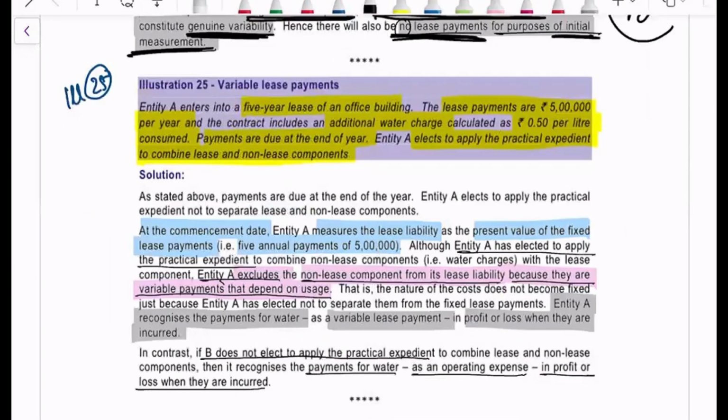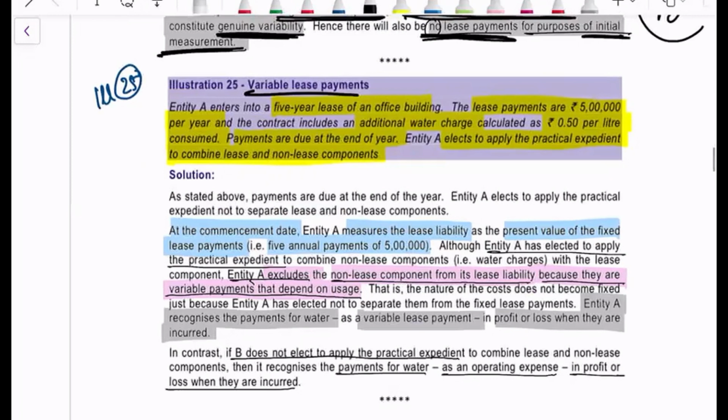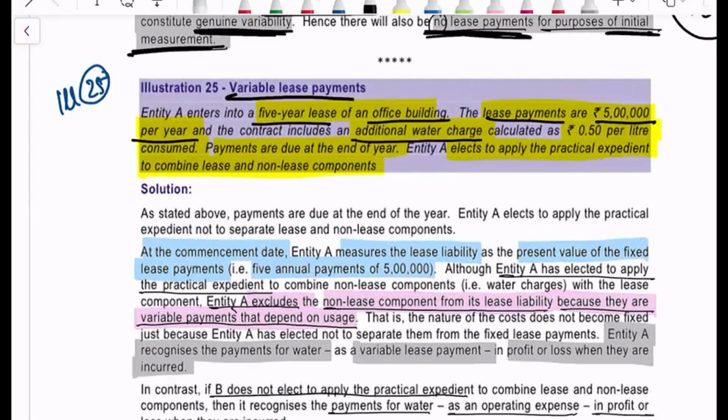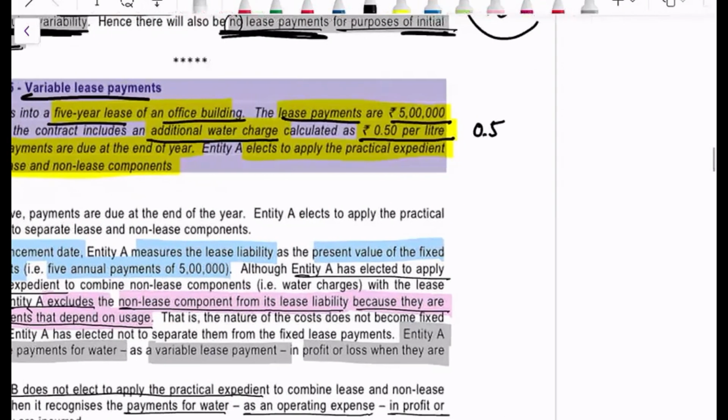The next question is illustration 25. This is again related to your variable lease payment. They are telling us there is a 5-year lease of an office building. You are taking the office building on lease for how many years? 5 years. And the lease payments are 5 lakh per year, which means every year you have to pay 5 lakh rupees. And there is an additional water charge of 0.50 per liter consumed. In that office building, however many liters you consume, you have to pay 0.5 rupees per liter.